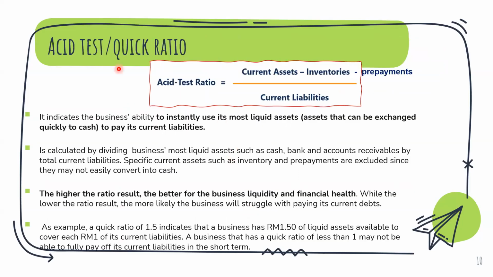Okay, another ratio is called the acid test ratio. This is the formula. The acid test ratio is also known as the quick ratio, where it only takes the most liquid assets to pay its current liabilities. So the acid test ratio only uses the business's most liquid assets, such as cash, bank, and accounts receivable. It measures the business's ability to instantly use its most liquid assets to pay its current liabilities. Since the company only takes its most liquid assets, the current assets here must exclude the inventories and the prepayments.